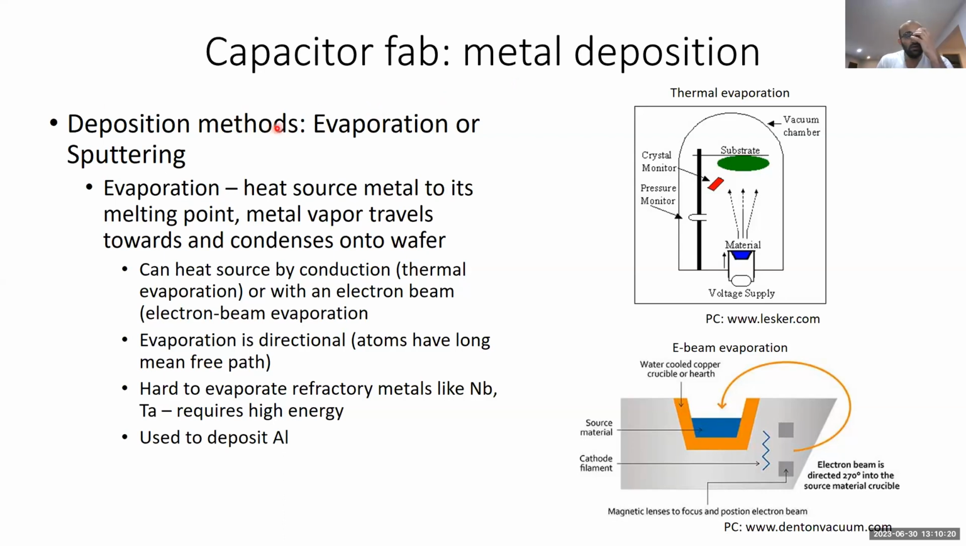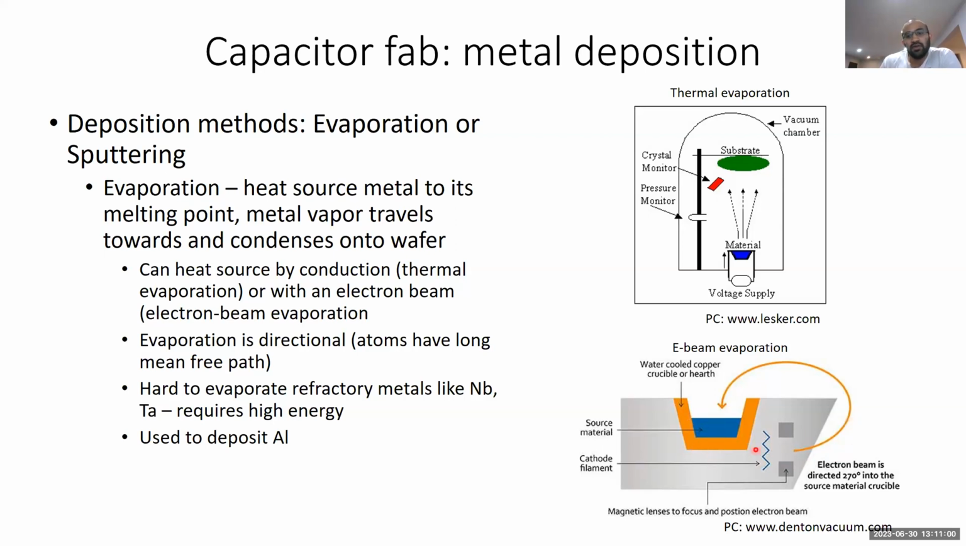In evaporation, you basically heat a source metal until it melts, where the vapor pressure becomes high, and in a vacuum chamber, that vapor can travel unimpeded towards the substrate and condenses, leading to an even coating of metal on the wafer. There are two main ways to heat that source metal. One is by conduction, called thermal evaporation, where you directly heat the crucible using a heating coil. The other method is using an electron beam, which uses a beam of electrons that's focused by an external magnetic field to heat your source.